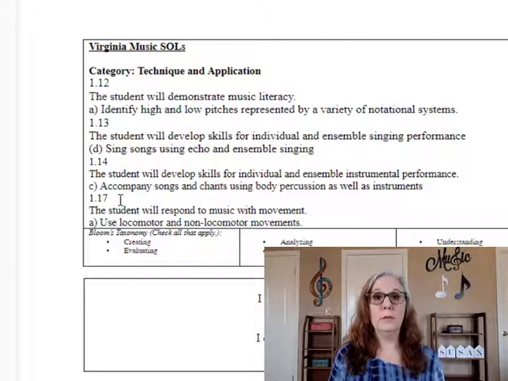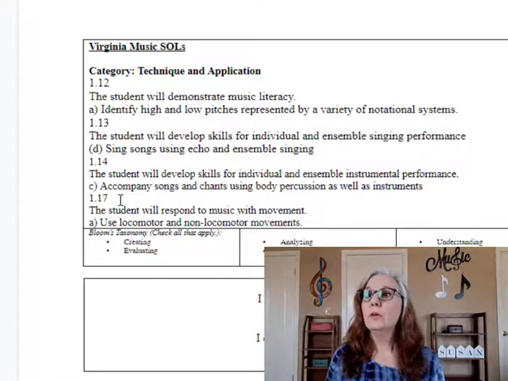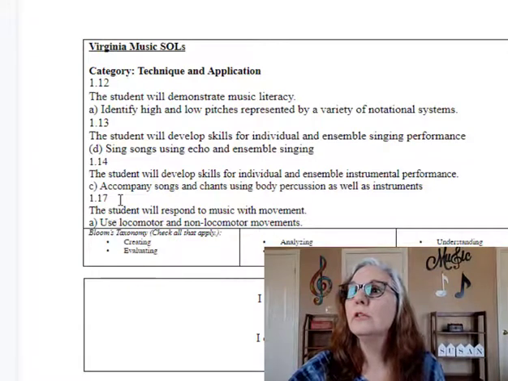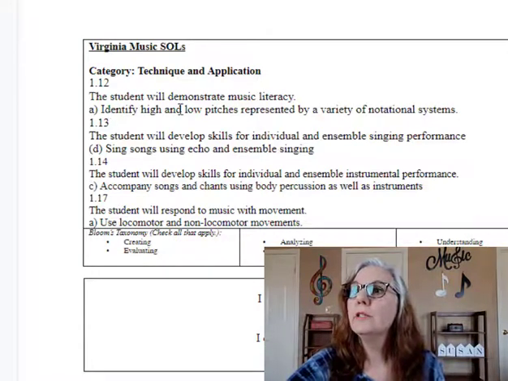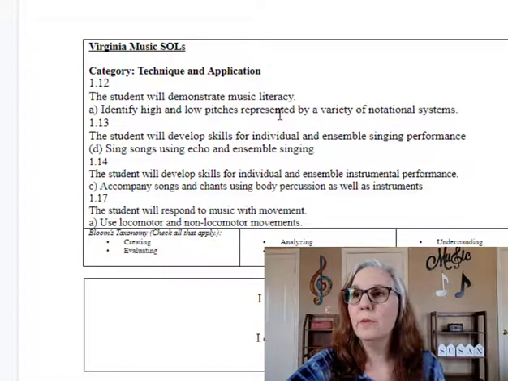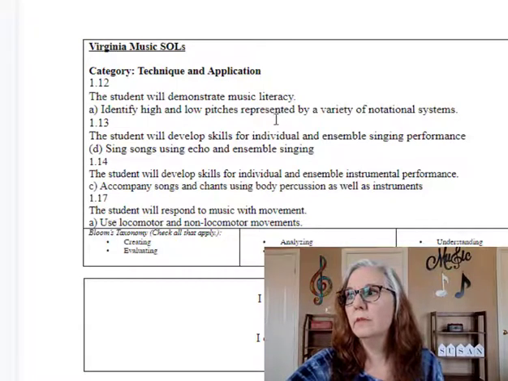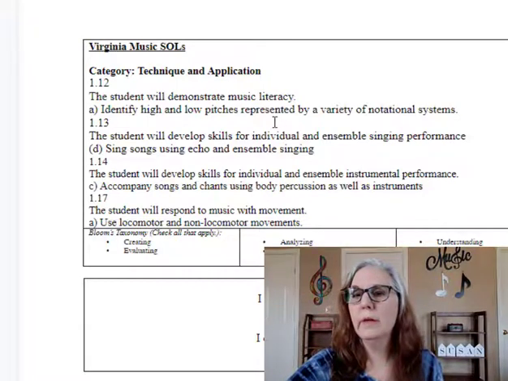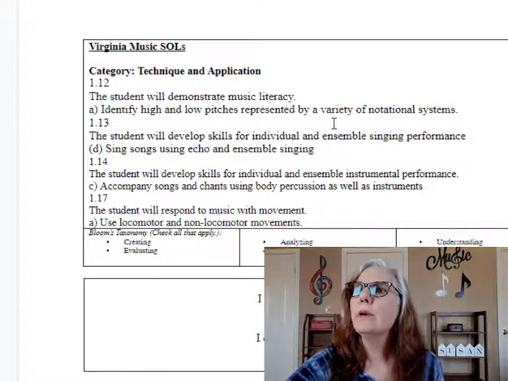All right, so let's look at the objectives that I have up there for a moment. So we're talking about music literacy, high and low pitches. I think I said in a previous video that my district focuses on rhythm in the fall and melody in the spring. So that's why this is up here. Individual singing, so it's talking about using echo and ensemble singing. This is a 1st grade lesson.